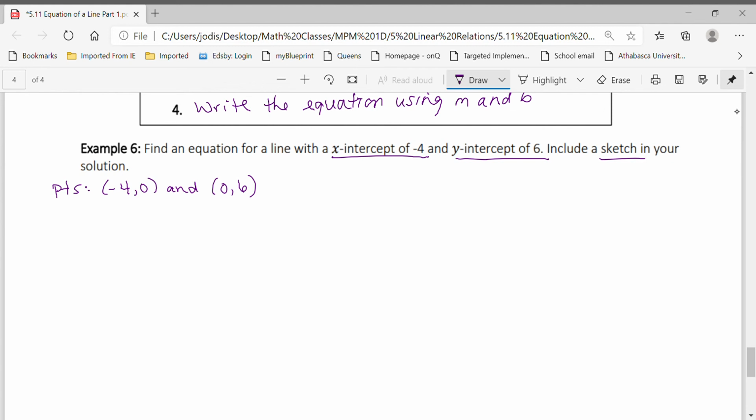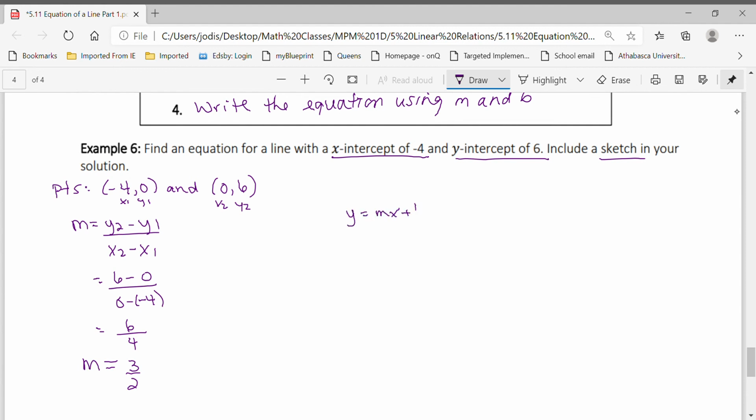So if we follow our success criteria, we want to find our slope first. So again, this is x1, y1, and x2, y2. So we've got 6 minus 0 over 0 minus negative 4. So 6 over 4 and reduce to 3 over 2. So I've got my slope. Now let's plug that into y equals mx plus b. So my slope is 3 over 2 x plus b.